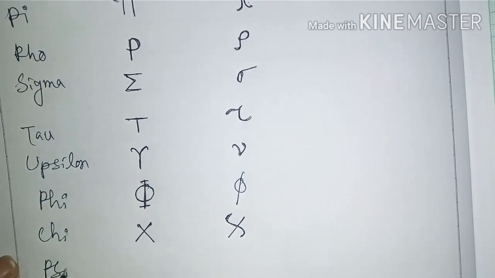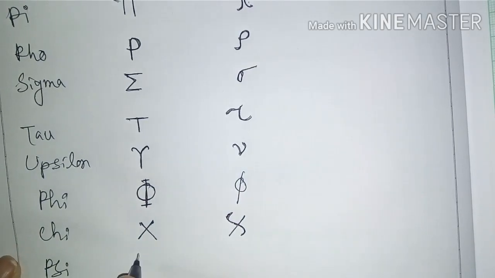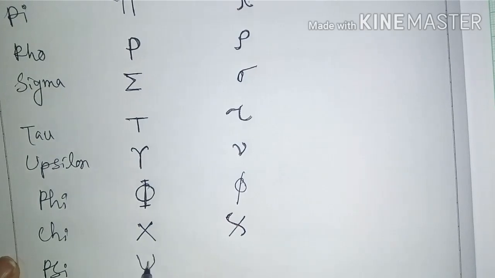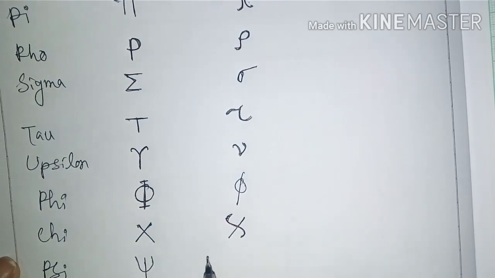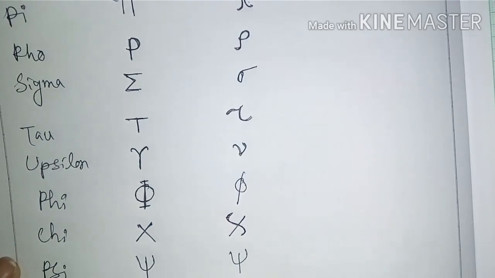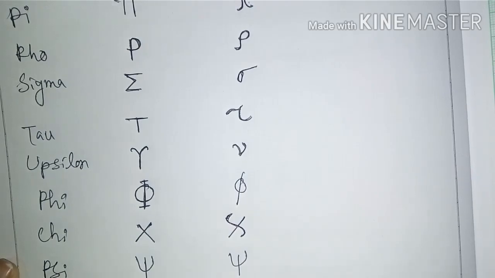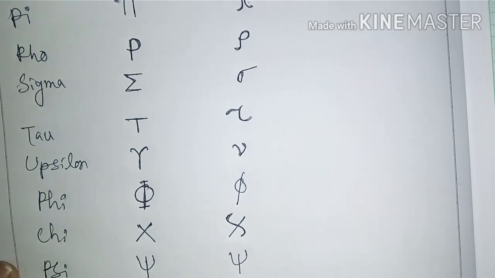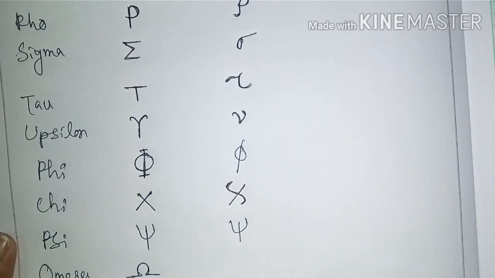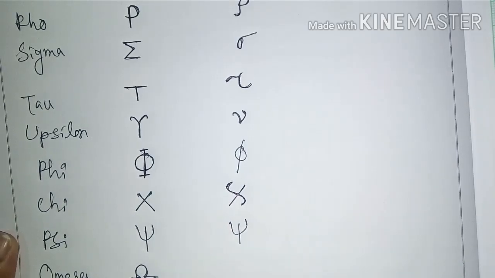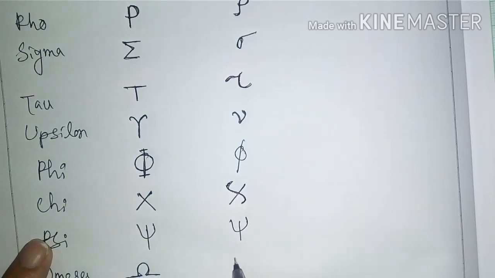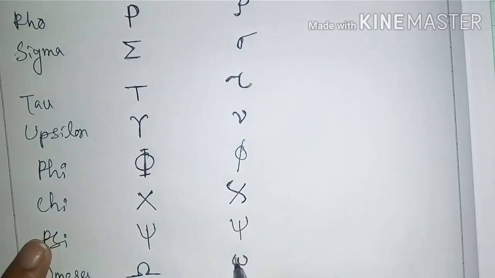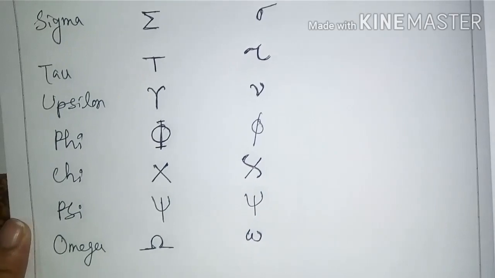Next, psi, like this one. The capital and small are the same. Next, omega. All of you know this symbol is for resistance. This is omega, and the small letter is like this.